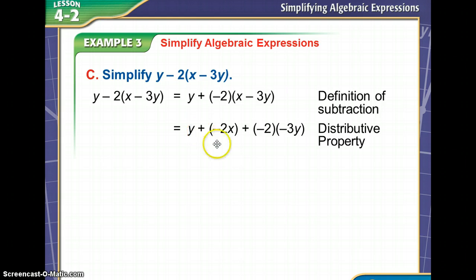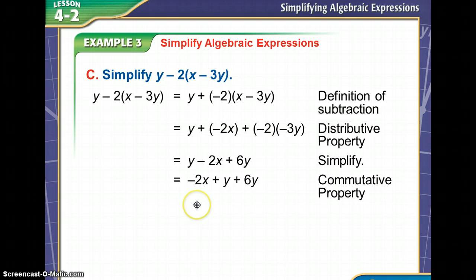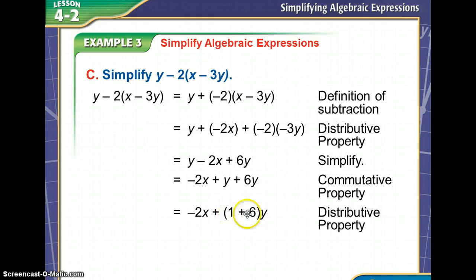So you're going to have negative 2x plus a negative 2 times a negative 3y. When you simplify that, you get a positive 6y. Okay, now I'm looking to combine like terms. I have a y and a positive 6y. Basically, remember there's a phantom 1 here, so you're adding 1 and 6. There they are. And you get negative 2x plus 7y.